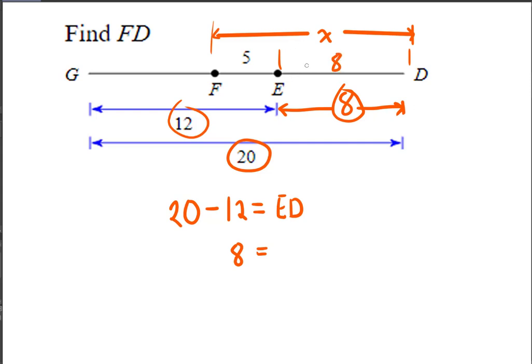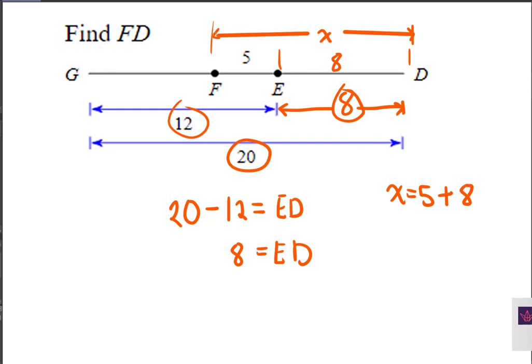So you'll notice I have a 5 here, and 8 here. That gives me this total amount. So to find, 8 was ED, by the way. So to find FD, which is the amount they want me to find, I said that FD was just going to be X. To make that easier for myself, I'm just going to call it X, so it's just one letter I have to write. X is equal to 5 plus 8.